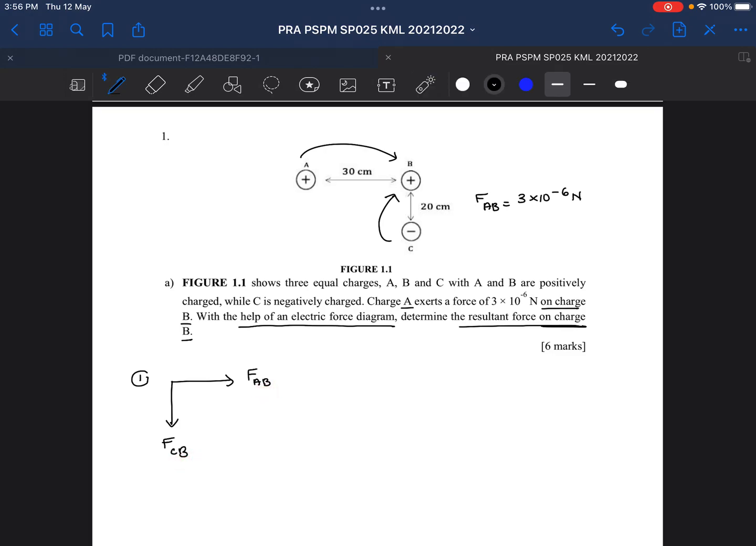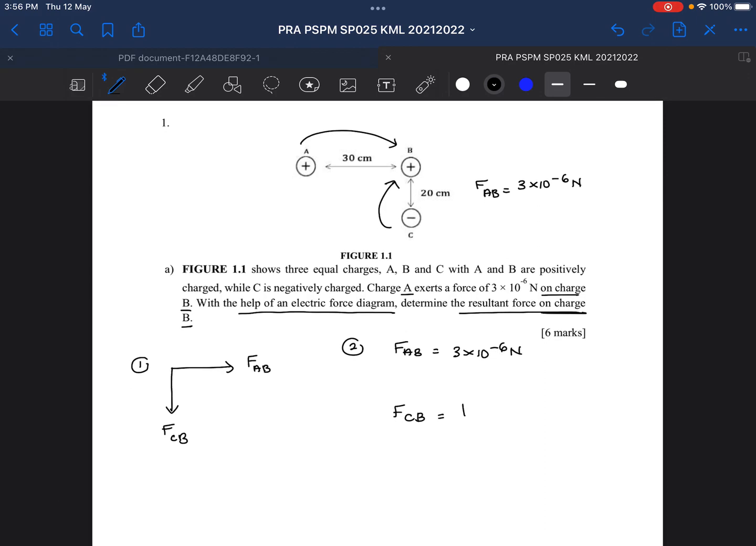Okay. So the second step is to find the value of FAB and FCB lah. But we already know the value of FAB, iaitu 3 × 10^-6. Okay. But we don't know the value of FCB. So we calculate it. Okay. K QC QB over R square. But we don't have the value of QC and QB. But that's fine. And then the distance between B and C adalah 20 cm, iaitu 0.2 square lah.